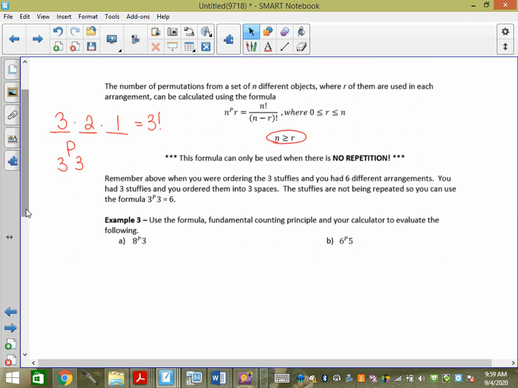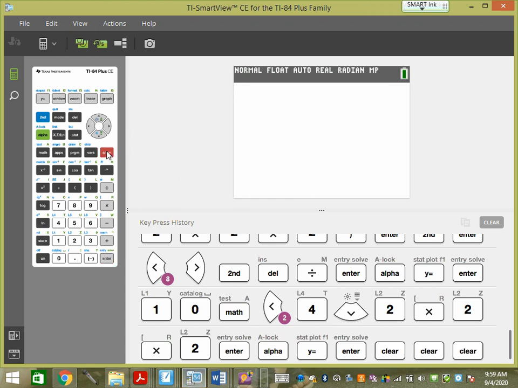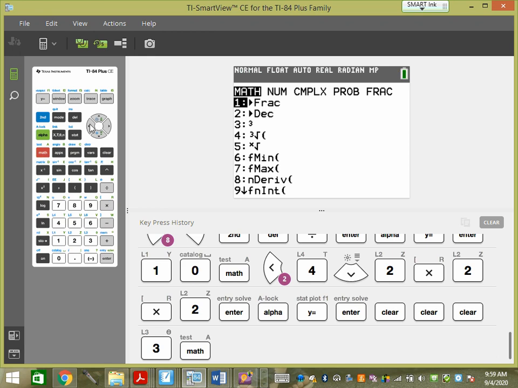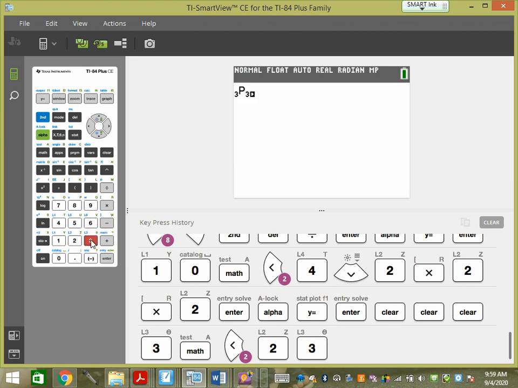You're going to go 3, and then you're going to go to that same spot you were yesterday for the factorial. Math, over to probability, and you're going to pick number 2. And we're doing 3P3. Now if you have an older calculator, it's totally fine. It's going to go 3 nPr 3. It's the same thing, okay? This one just sets it in the right spots. And you still get 6.